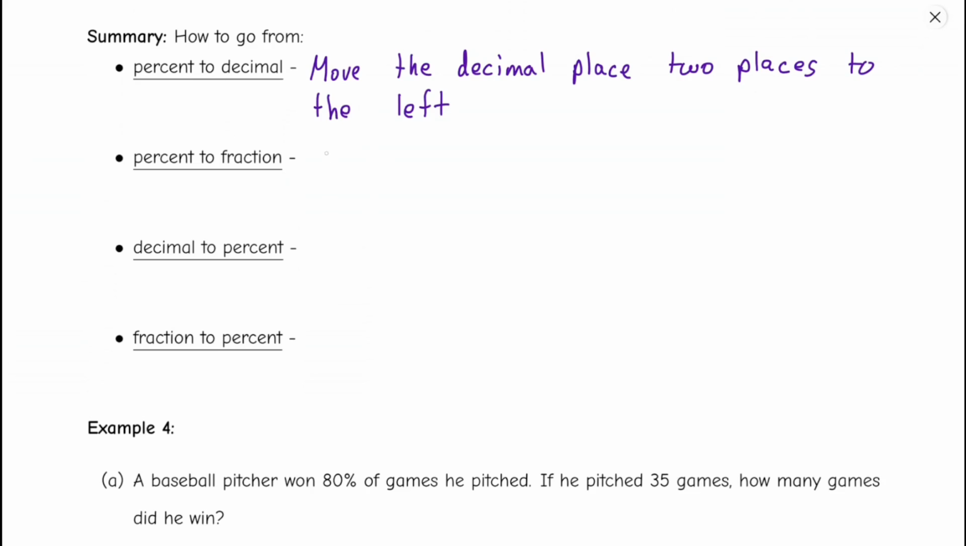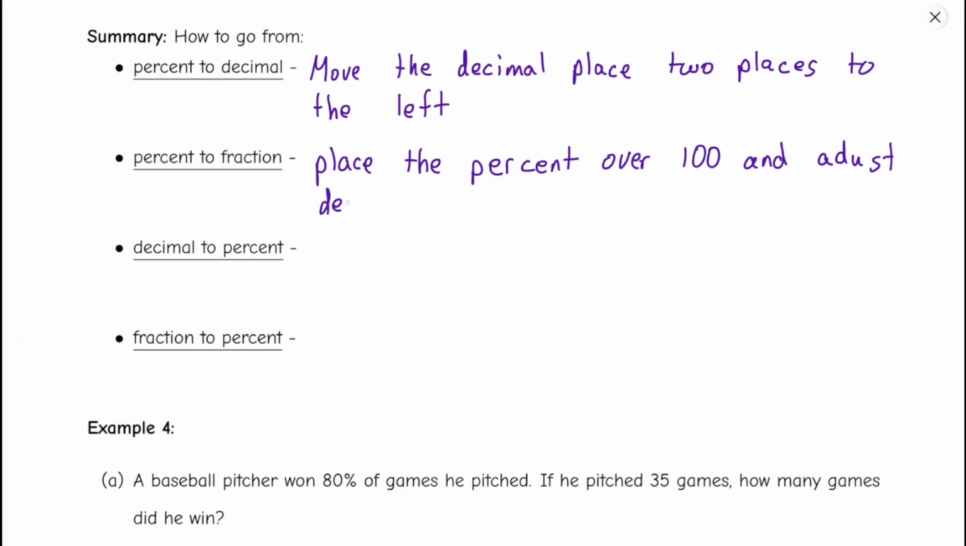Percent to fraction. You place the percent over 100 and adjust decimal places accordingly.